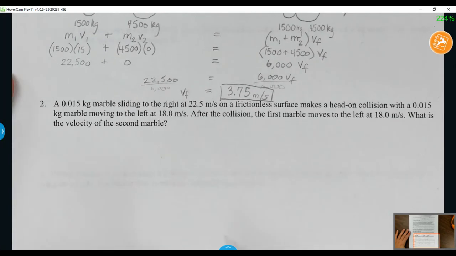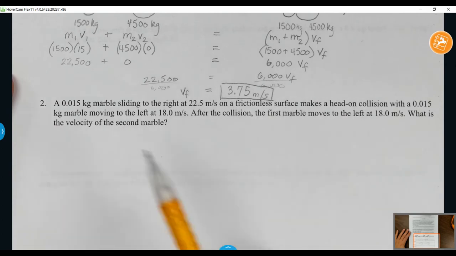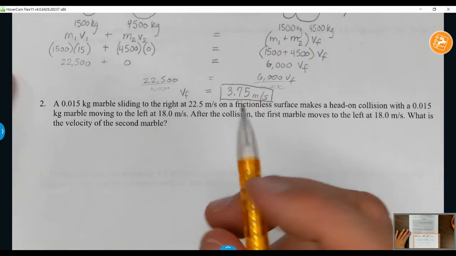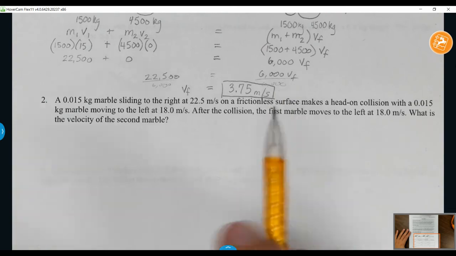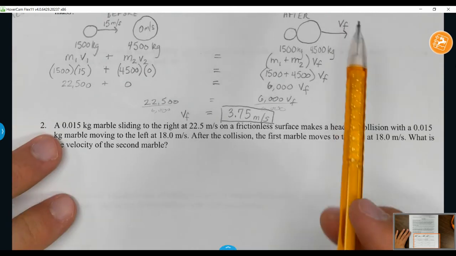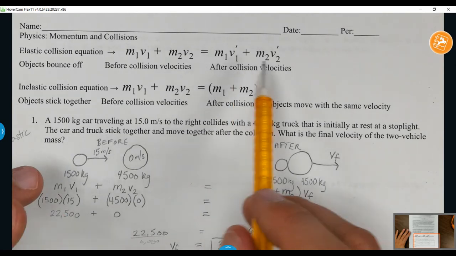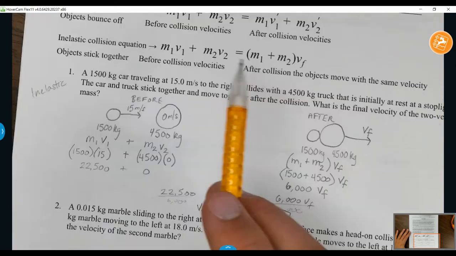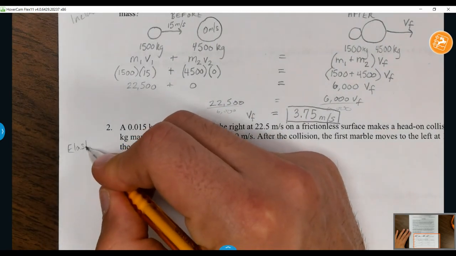So the next one, you have a marble sliding to the right, makes a head-on collision with a marble that's moving to the left. After the collision, the first marble moves to the left at this speed. What is the velocity of the second marble? Okay, since another object is moving right to left and they give us another velocity after the collision, and we're looking for the velocity of the second marble after the collision, they didn't stick together, so we're looking at an elastic equation. So I'm writing elastic next to the side here.